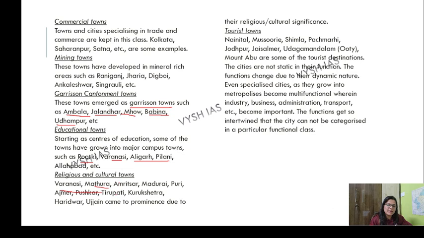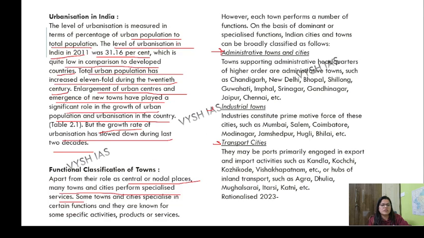Okay, Tirupati, Kurukshetra, Haridwar, Ujjain. Okay, cultural significance. Then comes the tourist towns: Nainital, Mussoorie, Shimla, Pachmarhi, Jodhpur, Jaisalmer, Udhagamandalam, Ooty, Mount Abu. Then commercial cities, of course, where very much trade takes place: Saharanpur, Satna, Kolkata, etc. Industrial towns, you know, Mumbai, Jamshedpur, Hooghly, Bhilai. I think you guys must have known about it. There's nothing to make you understand.